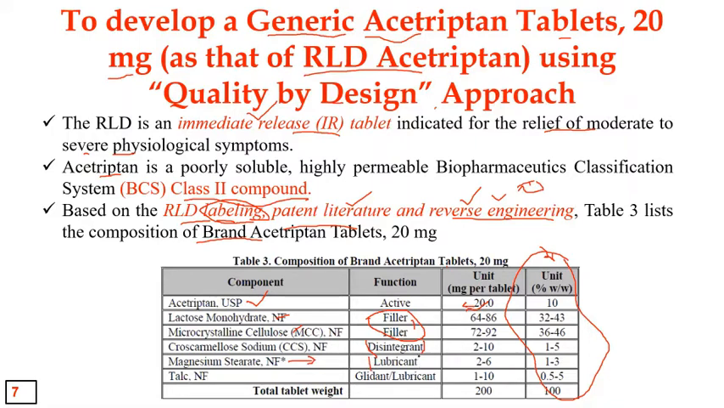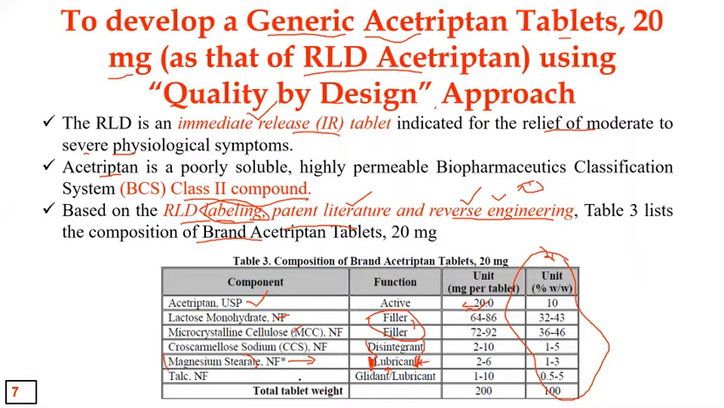Lubricant will reduce the friction between the die punches and the sides of the wall. When you are making a tablet and the tablet is to be ejected, the edge between the tablet and the die should be very smooth. Otherwise, you can see capping or sticking kind of problems in the die. So in order to reduce the friction between the tablet and the wall of the die, you add magnesium stearate as a lubricant.